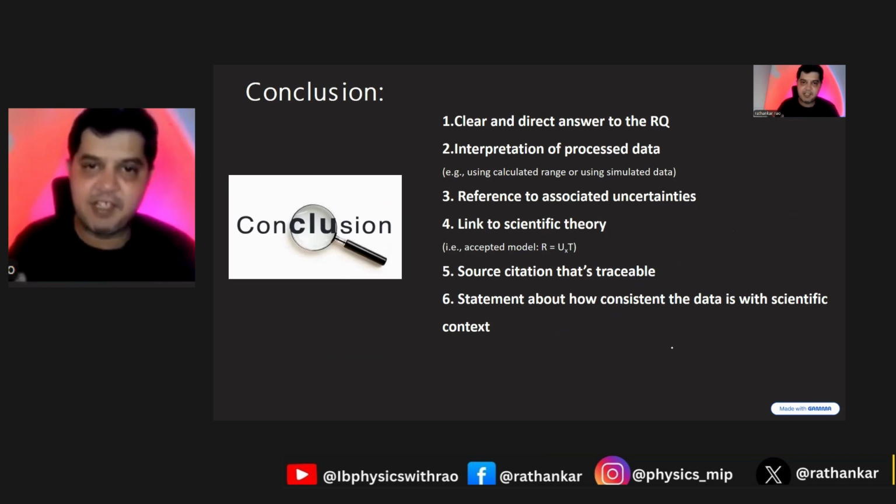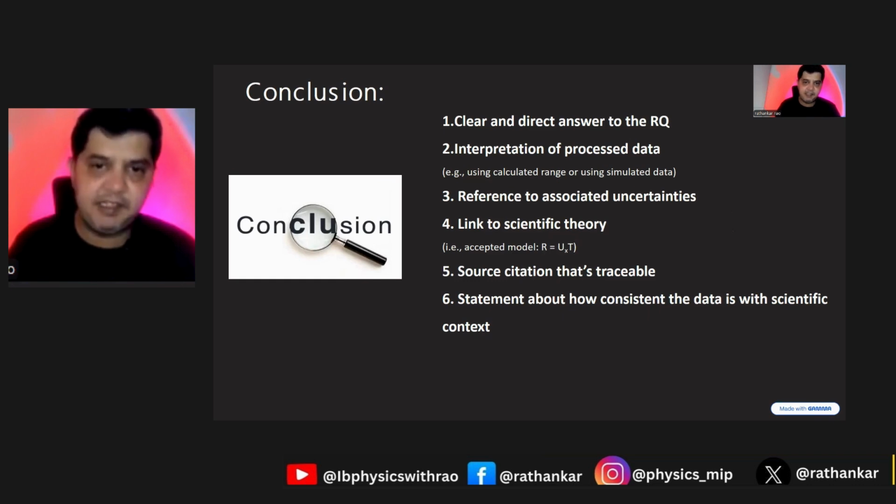Interpretation of the processed data. So use the calculated range, or you can also use your simulated data. There are several simulations that are available. In fact, I myself yesterday had done one simulation. Shortly it will be uploaded on the website. You can look into that also. And reference to associated uncertainties. You can look at the uncertainty in ux, uncertainty in the value of g, or maybe h or r, and then go for the propagated uncertainties, and finally get an answer for this also.